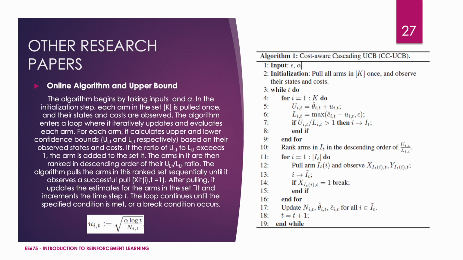After pulling an arm, the algorithm updates the estimates for the arms in the set I tilde t based on the observed outcomes. This step ensures that the algorithm continuously learns and adapts its decisions based on new information. This is how this algorithm sequentially pulls arms to gather information and maximize cumulative rewards while considering the costs.